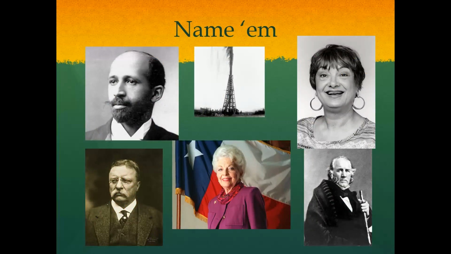In the middle here at the bottom is Anne Richards. She was a female governor of Texas in the 90s before George Bush. And then over here on the bottom right is Sam Houston, who you might remember from your Journey box and your Texas history research, was part of the Texas Revolution.